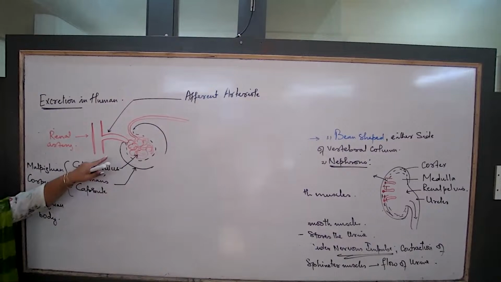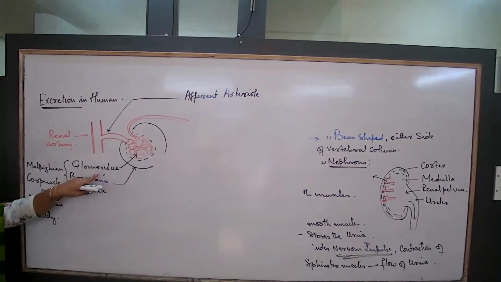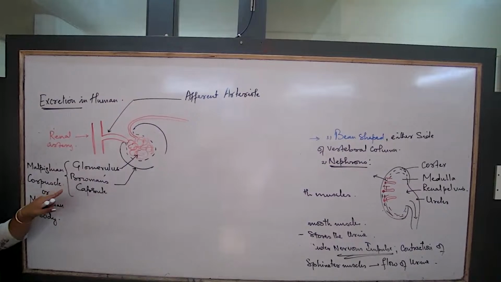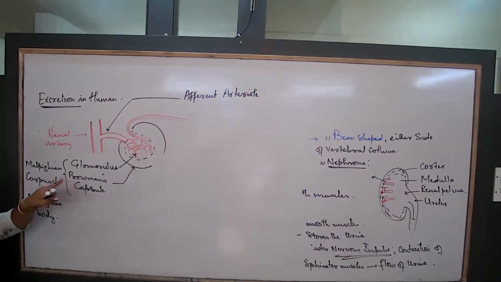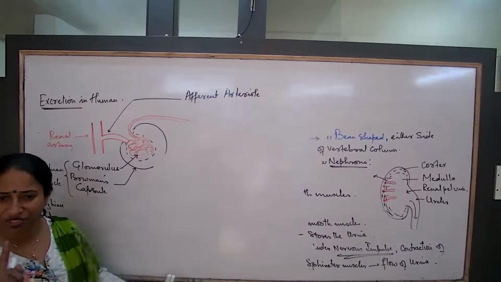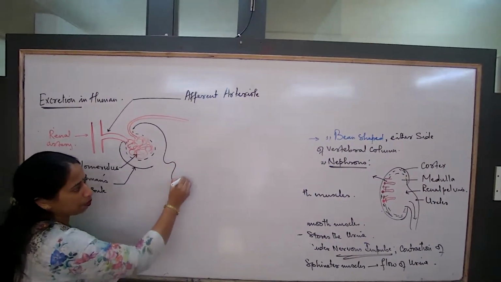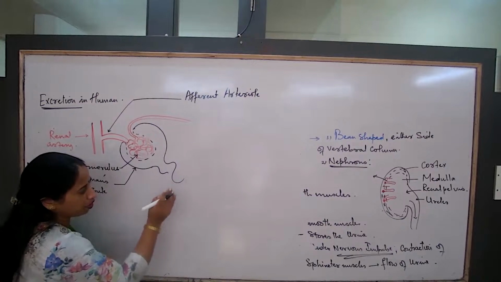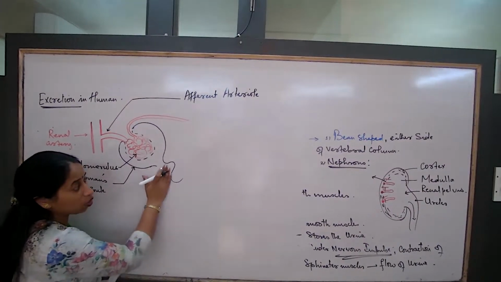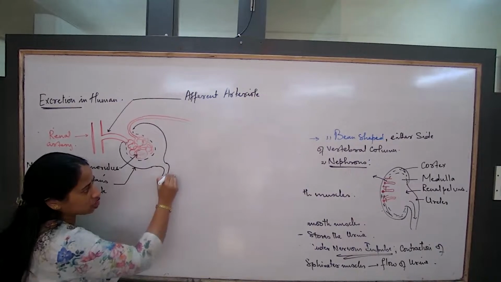Now, when we are talking about the parts, what is Malpighian corpuscle? Malpighian corpuscle is made up of this. So this is the first part. Now we talk about the tubular part, which is extremely long. How about the tubular part of the nephron? The tubular part of the nephron is extremely coiled.